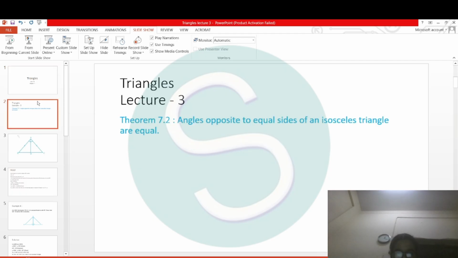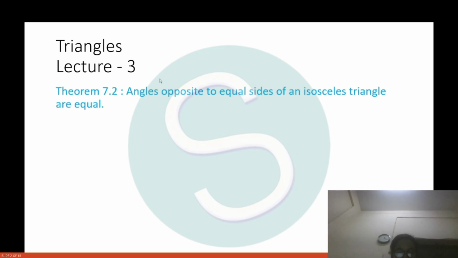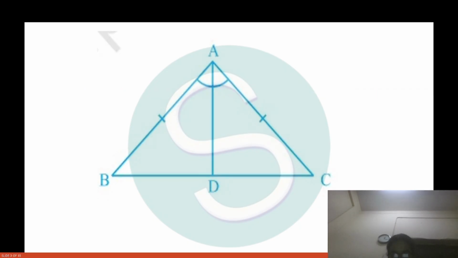So we will start with the theorem which says angles opposite to equal sides of an isosceles triangle are equal. Firstly, we will discuss what an isosceles triangle is. A triangle in which two sides are equal is called an isosceles triangle.